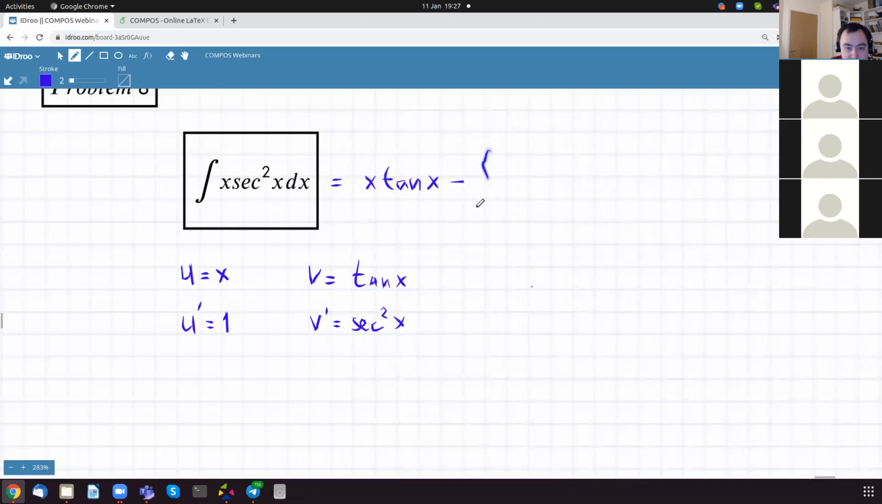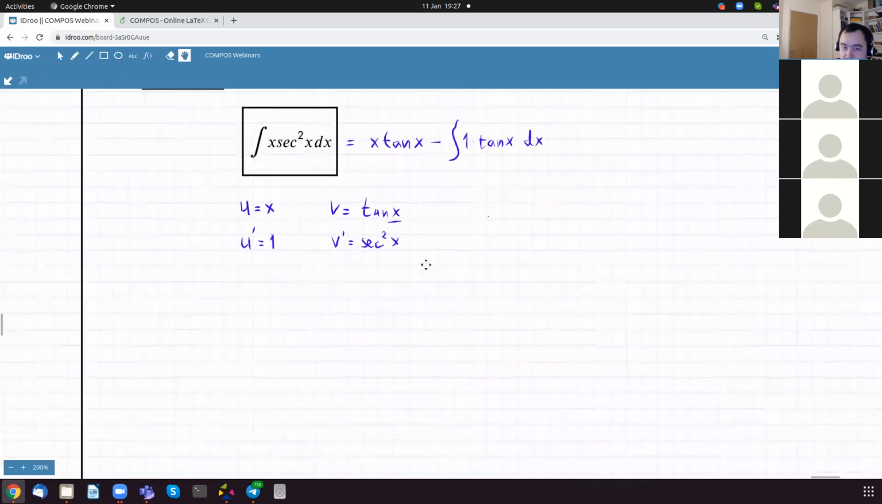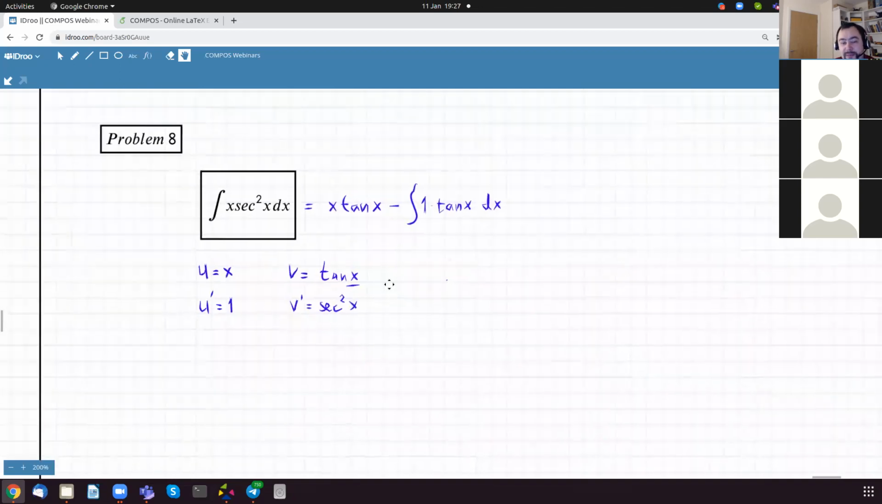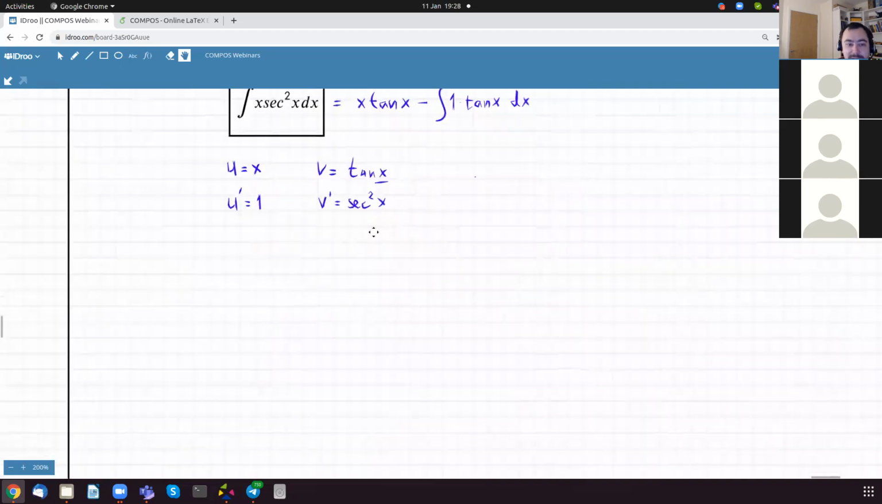minus the integral of u prime, which is 1, multiplied by v, tan x, dx. And the problem is that we haven't done the integral of tan x, and we've never asked you to find the integral of tan x. And there's a good reason for that. The good reason being that we haven't done the logarithms yet, and this involves logarithms.